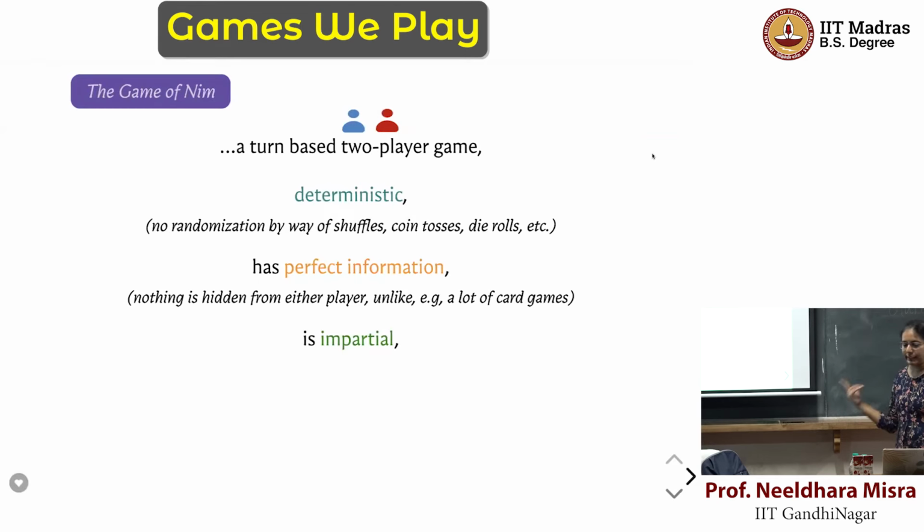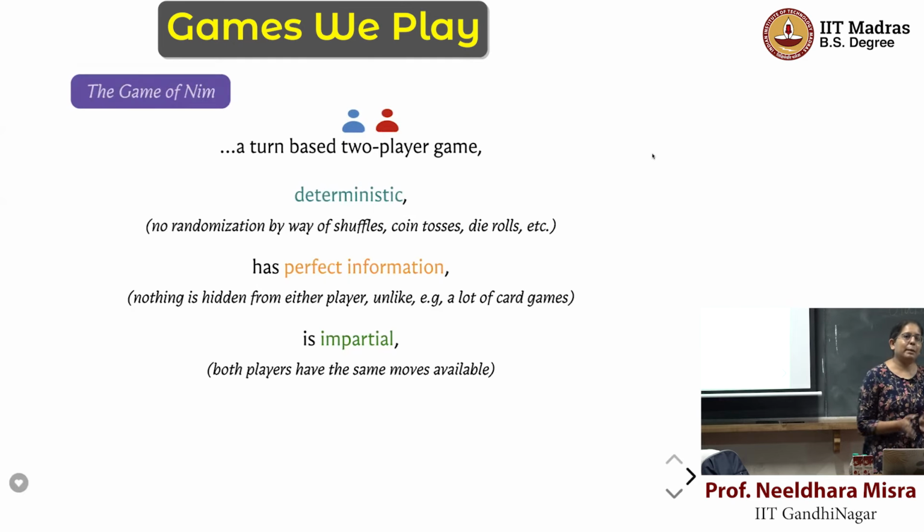NIM is an example of an impartial game. So is the queen game. Impartial means that both players have the same set of moves available to themselves. That's why I say it's impartial chess. Normal chess is partial, okay? You have your own pieces. The black player cannot move the white player's pieces. The white player cannot move the black player's pieces.